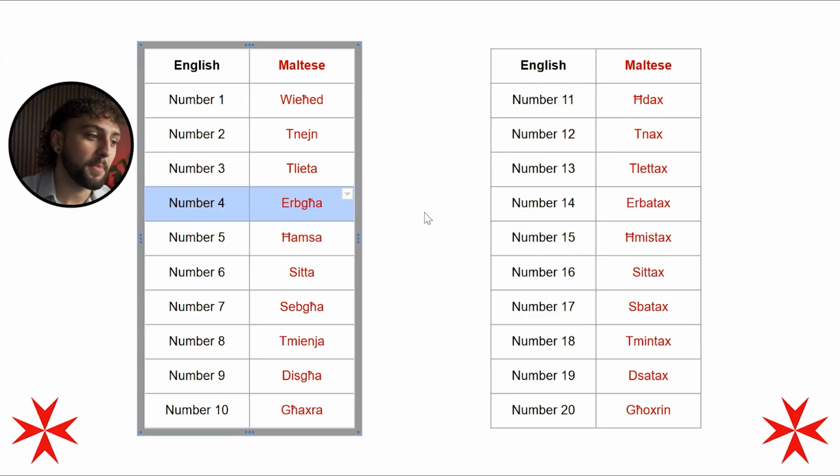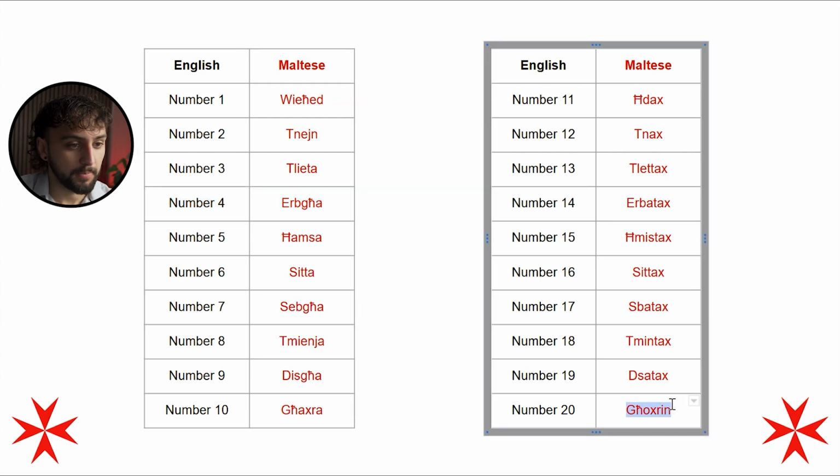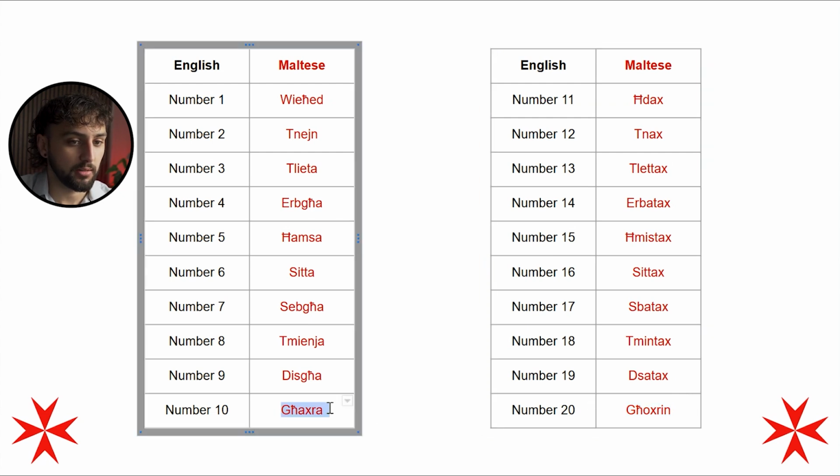Anyway, let's talk about the only number in this table that we haven't discussed yet, which of course is oshrin, meaning the number 20. Hopefully you can already see its similarities to the Maltese word for the number 10, which of course is ashra.